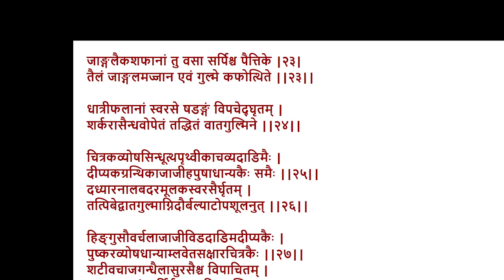Chitraka Vyosha Sindutta Prithvika Chavya Dadi Mehi, Deepeka Granthika Ajaji Hapusha Dhanyaki Samehi, Dati Aranala Badara, Mulaka Sarasi Gritam. Tadvivet Vatagulmagni, Durbalde Atopashul. Another of the Grita Yoga, Chitraka, etc. in Vataja gulma. Then Hindu Savarchala, Ajaji, Vida, Dadima Deepekehi, Pushkara, Vyosha, Dhanyamla, Vetasa, Kshara Chitrakehi, Shati, Vacha, Ajagandha, Yela, Surasesha Vipachitam, Shula Anaharam Sarbi, Dadnacha, Anila Gulminam.